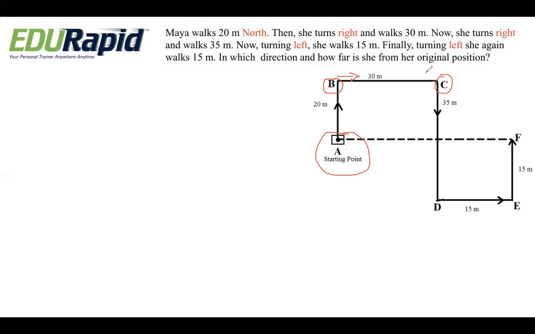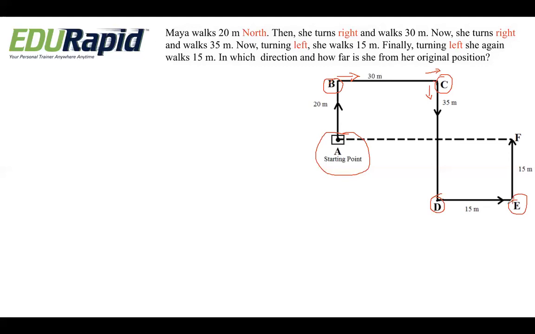Now she is facing east, right? So now the question says she turns right and walks 35 meters. So when she turns right, she is actually turning south and walking 35 meters. When she comes 35 meters south, she reaches point D. So the problem goes on. Now turning left, she walks 15 meters. Let's assume that she is walking towards south, and when she turns left, she is actually turning towards east. Then she walks 15 meters and she reaches point E.